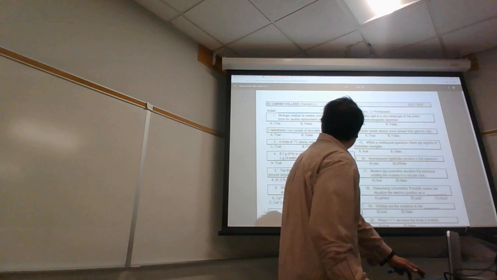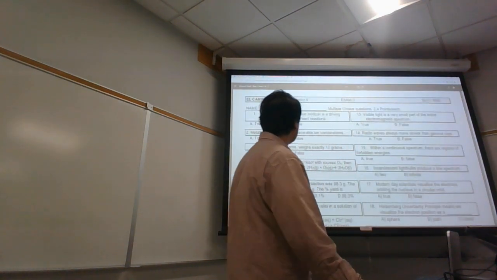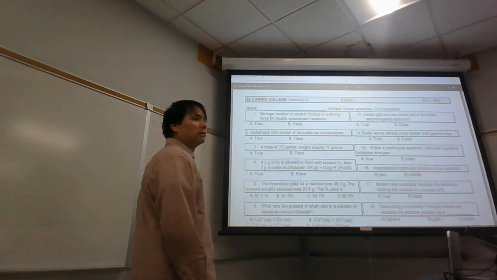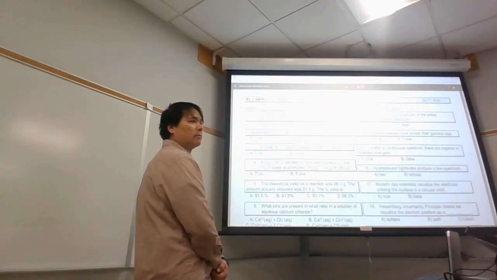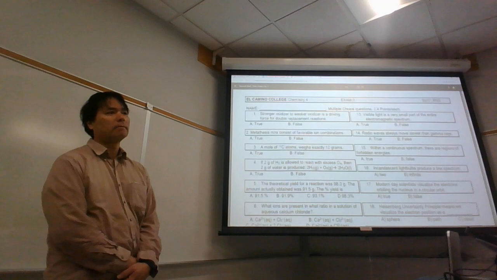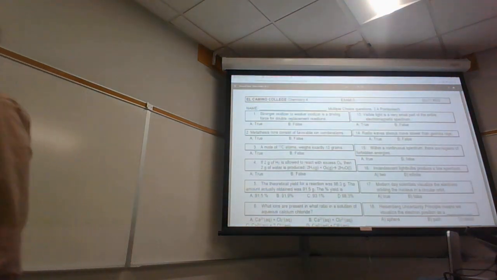All right, number one. A stronger oxidizer to weaker oxidizer is a driving force for double replacement reactions. What do you say? Is that true or false? True. Anybody else?